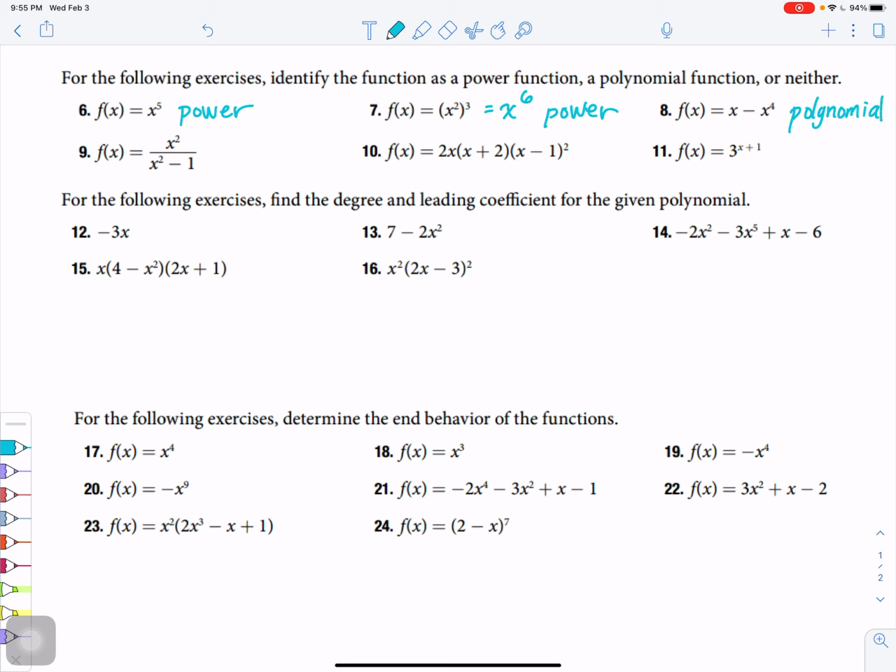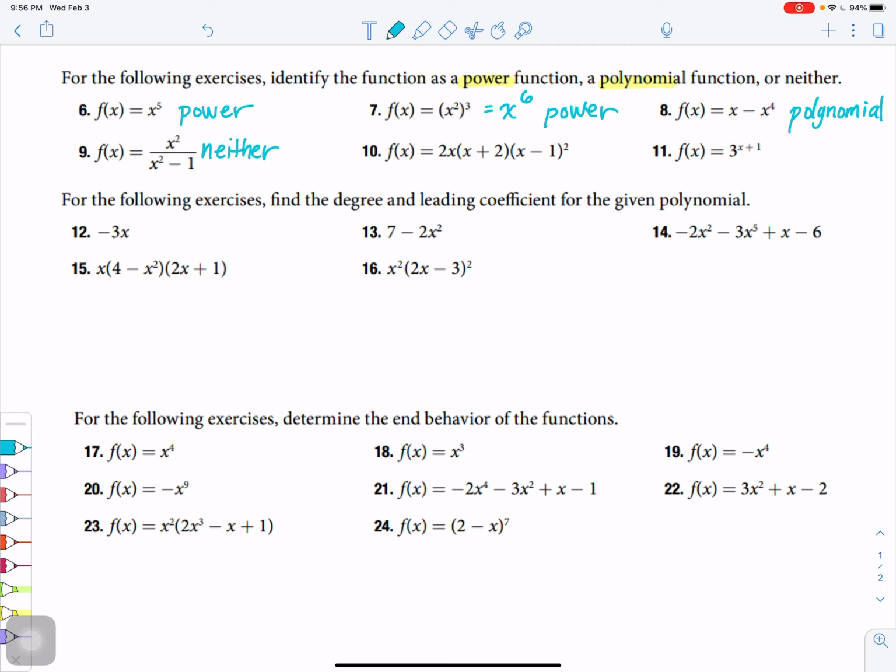Okay, so some of these are power functions and some of these are polynomial functions, okay? Looking at number 9, this is neither polynomial nor power, okay? This doesn't have variables raised to powers added and subtracted together. They're actually divided. It's a rational function.